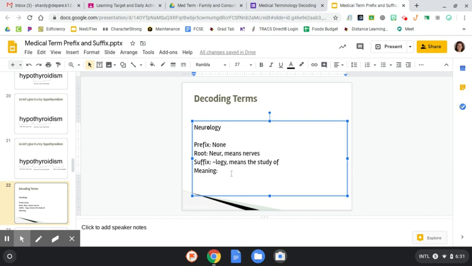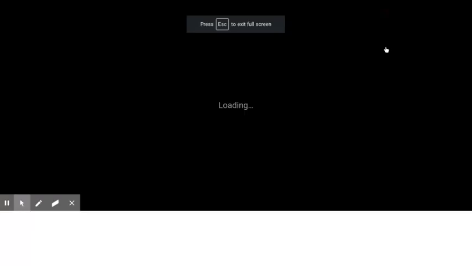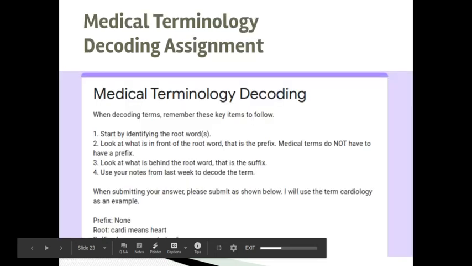So now let's talk about the meaning. Well, this is the study of nerves. Pretty simple. You just put those two together and then you get your meaning. So it can be pretty simple once you just take the time to break each term down. So that's what you guys are going to practice a little bit with today.